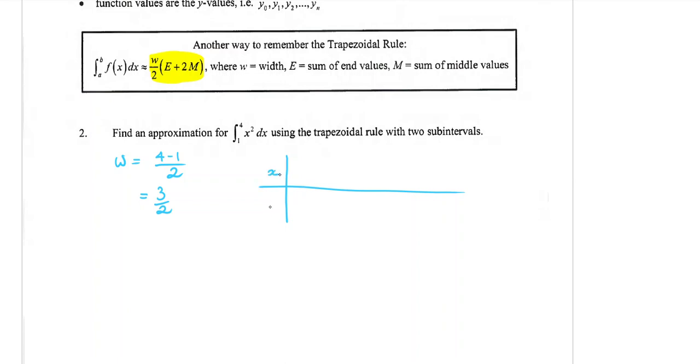We have x's here, y's there. The first value you will have is the lowest number on your integral sign, which was a 1. Then the next x value, you add on this 1.5 onto that. 1.5 plus 1 is 2.5. Then you add on 1.5 again. What's 1.5 plus 2.5? 4, which is perfect because 4 was the number that I had to get to.